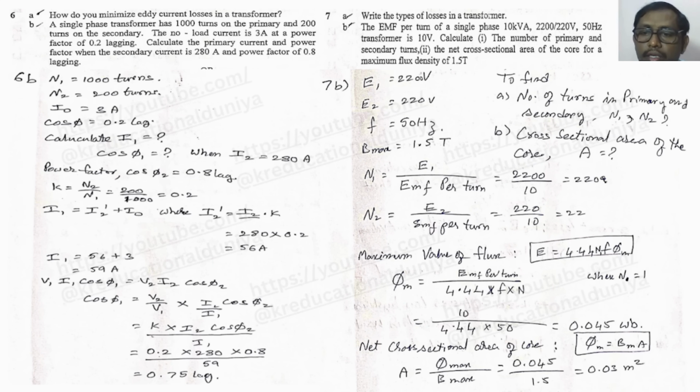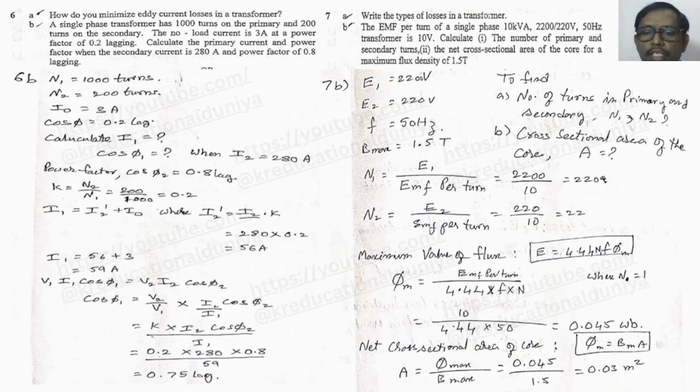That is per turn voltage. If you put, no need of putting total number of windings, right? So per turn voltage is 10. So 10 by 4.44 into F into number of turns in primary winding, no need, because we got one turn, right? So by into 1, that is 0.045 Webers.